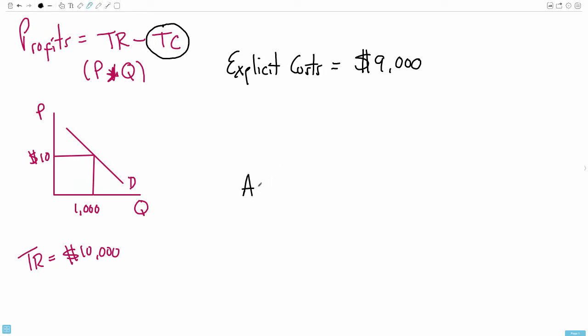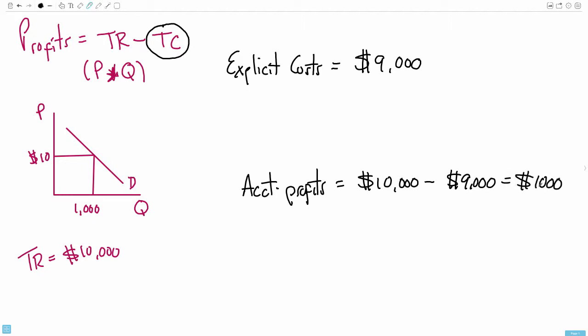Therefore, in order to calculate your accounting profits, all you need to do is to subtract from your total revenue of $10,000 the $9,000 in explicit cost, leaving you with an accounting profit of $1,000. So this is great. Every week, according to your accountant, you're making money and depositing $1,000 in your checking account.